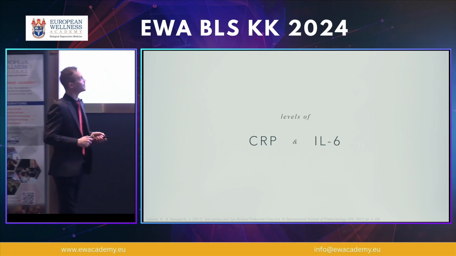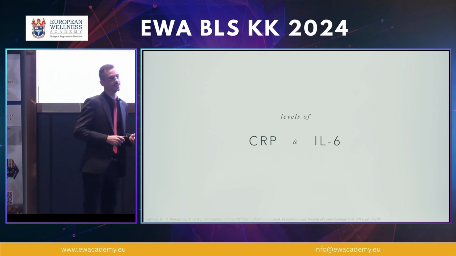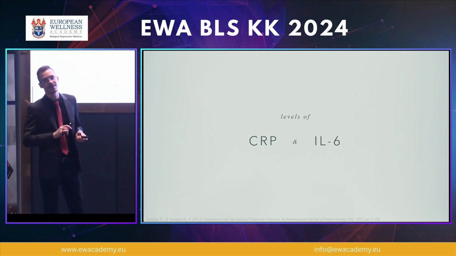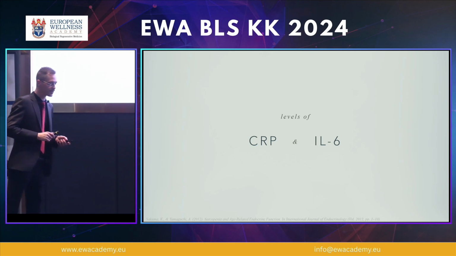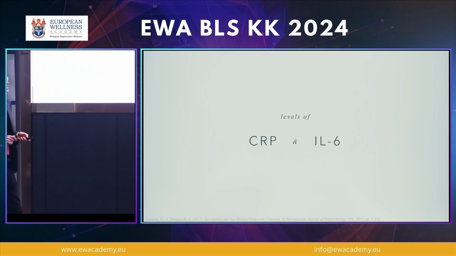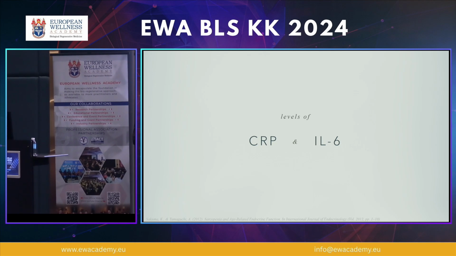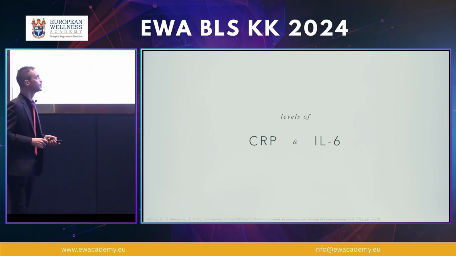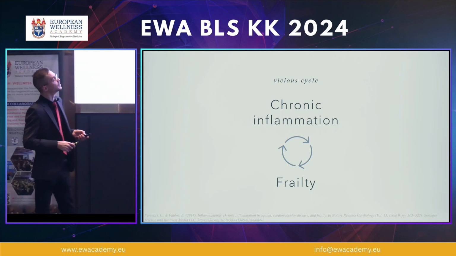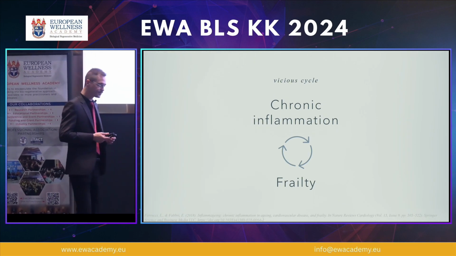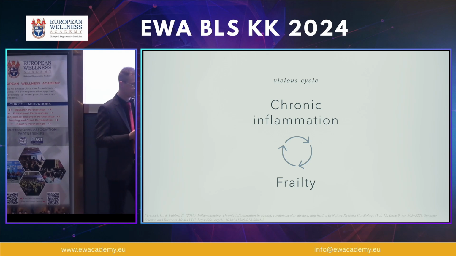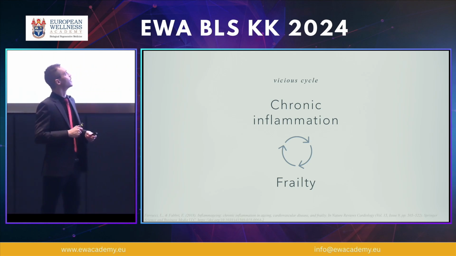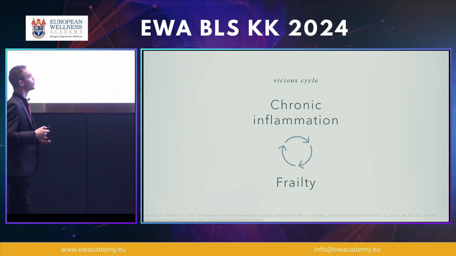Levels of C-reactive protein and interleukin-6. These are also known as geriatric inflammatory markers. These are the markers that characterize the low-grade inflammation, chronic inflammation, and obviously it contributes to the frailty. There is even a vicious cycle of chronic inflammation and frailty.